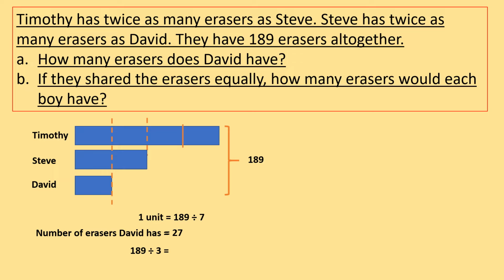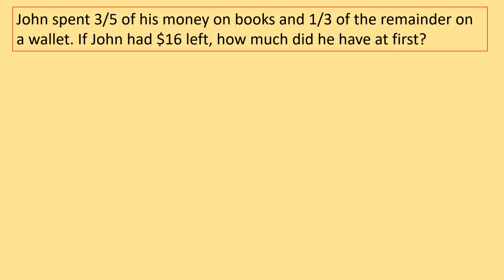So now if they shared the erasers equally, how many erasers would each boy have? So if this 189 was divided equally, it will be just divided by 3 boys. So 189 divided by 3 gives you 63. So each boy will have 63 erasers. Moving on to the next question.